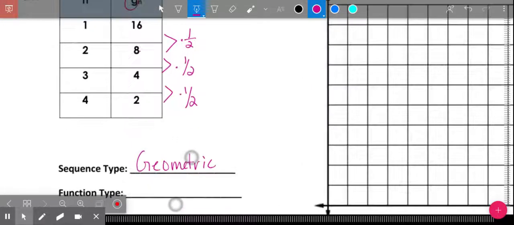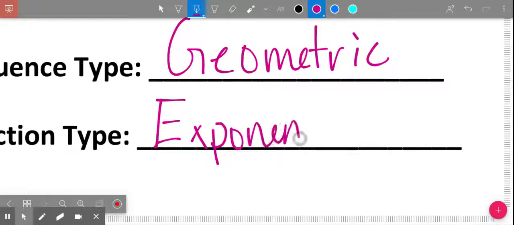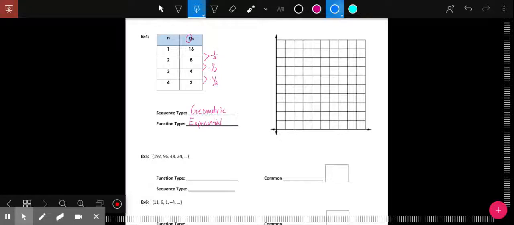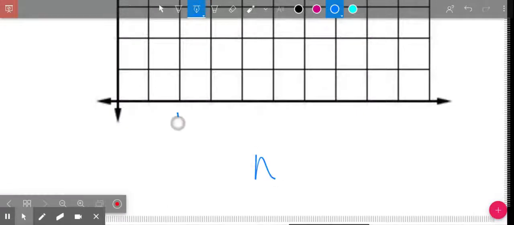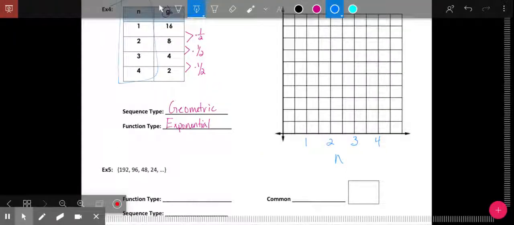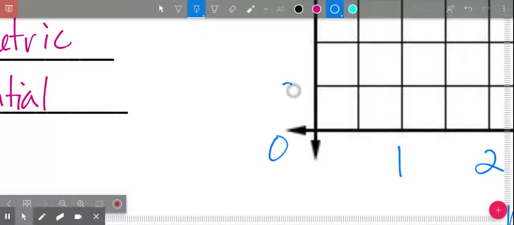Oh, I forgot. What type of function goes with geometric? Exponential. Sorry, guys. So now I need to go over here and label my graph. N always goes on the x-axis. 1, 2, 3, 4. And then we're going to label our y-axis. I'm just going to go up by 2s.